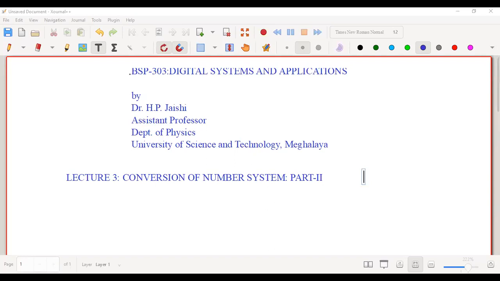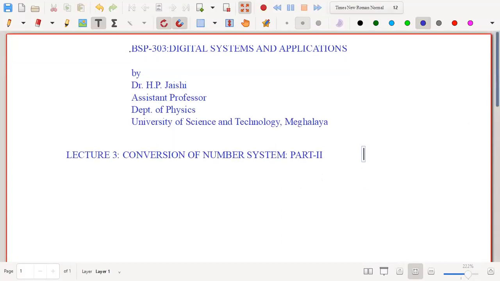I'm going to share the screen, and then we will discuss this conversion. Here you can see the topic of our discussion, lecture number 3 of today's discussion, that is conversion of the number system part 2, where we will see the conversion from octal to decimal, and we'll also take the example of hexadecimal to decimal or binary.